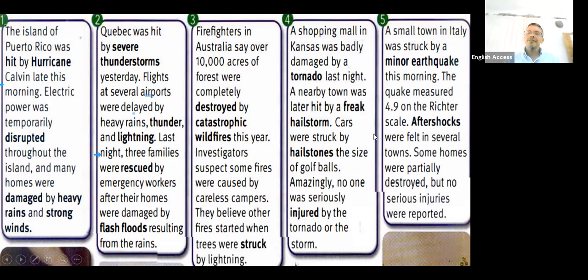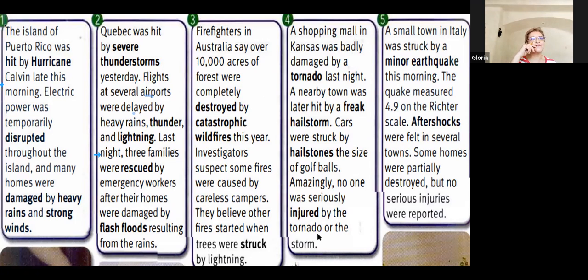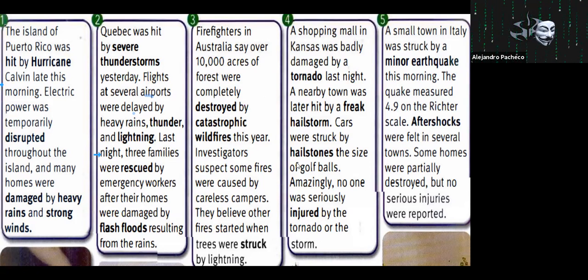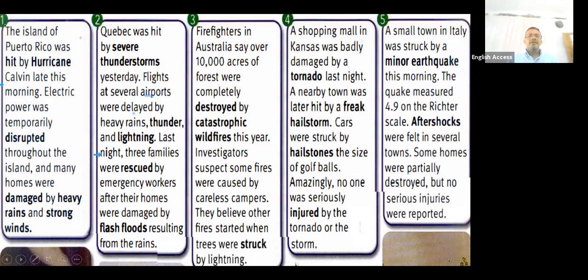Gloria, do you understand the term flood? I'm sorry, teacher. I don't listen. Me distraje. Sorry. Okay, anybody knows floods? Diane? Inundaciones. Yeah, Alejandro, yes, excellent. Floods is plural, inundaciones. Flash floods, they were quick. Damaged by flash floods.